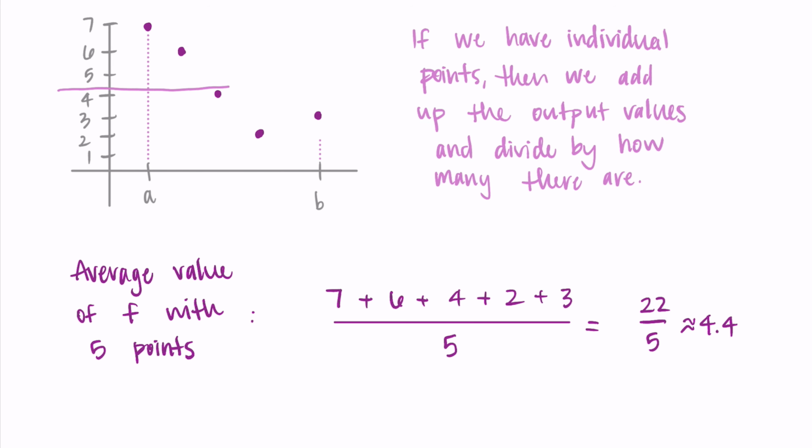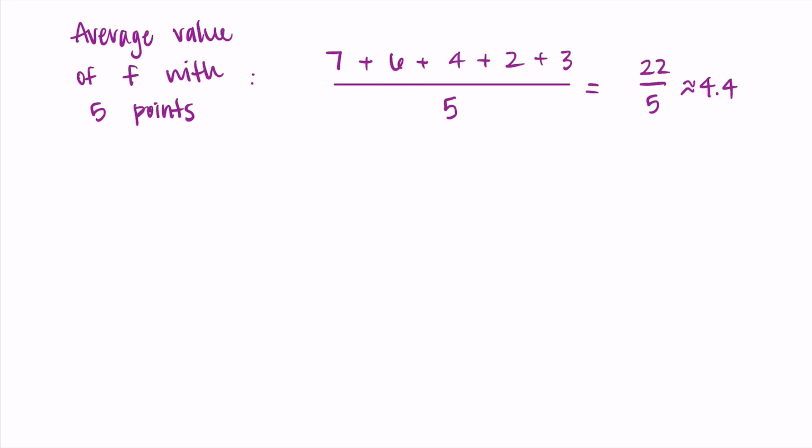So we can imagine 4.4 here as the average given these 5 points that we have. And that makes sense to me looking at that. That doesn't look wrong, but we've only used 5 points, so we probably want something a little more accurate than this. But this is the basic concept we're going to build on, that if we add up all of these output values and then just divide by how many there are, we get the average.